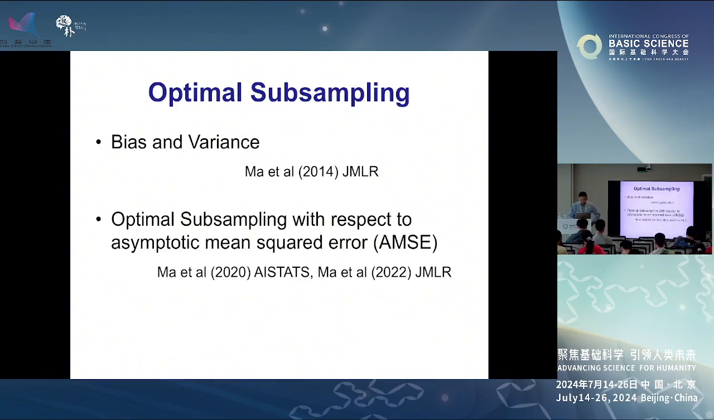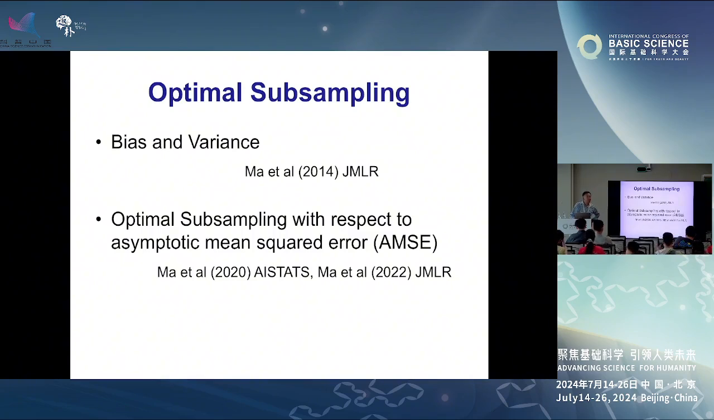Okay, and then in our 2014 Journal of Machine Learning Research paper, we studied the bias and variance, and later on we also studied the asymptotic behavior of this subsampling. Okay, so this is our early work. However, in this work, it seems everything is ideal. Okay, so we have a nice formula, nice theorem, and so on and so forth.